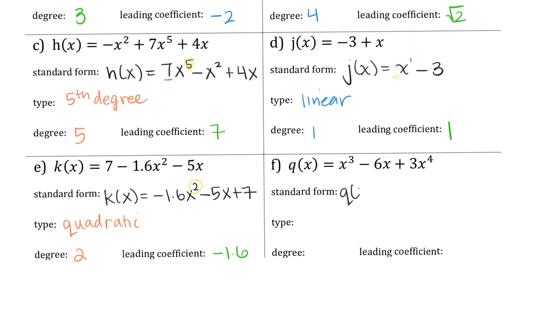Okay, q of x: 3x to the fourth plus x to the third minus 6x. The degree is 4. Quartic. Leading coefficient is the 3.